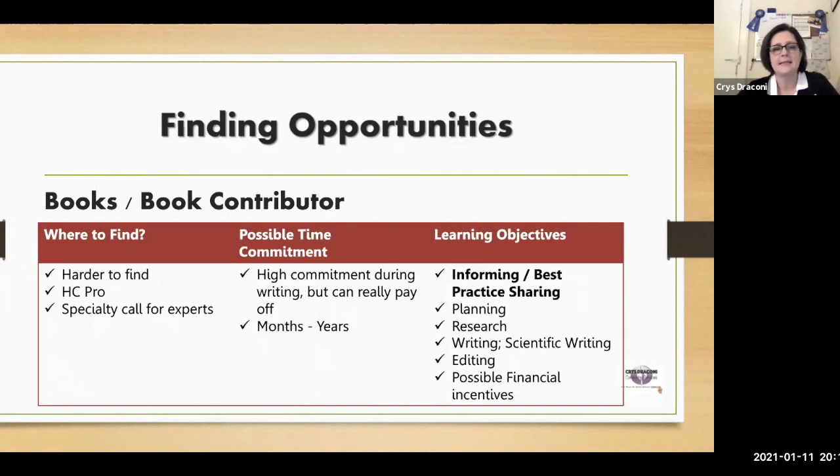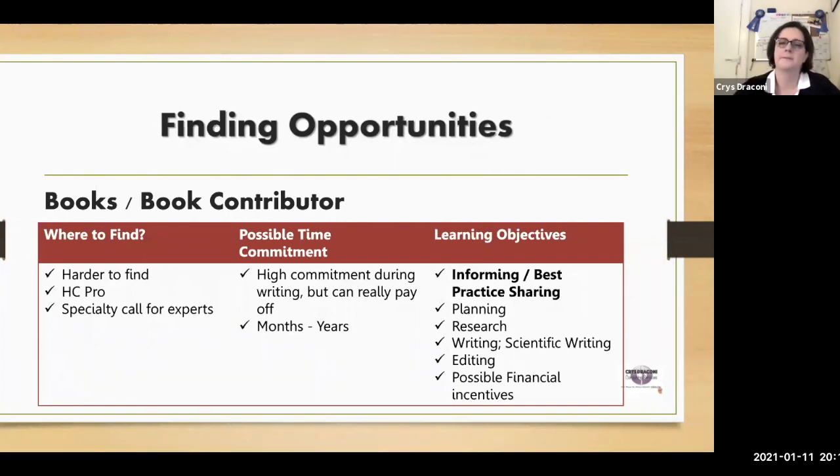But yeah, I can tell you, the book contributor thing, there's many ways you can contribute to a book. But if you get involved, like I said, with HC Pro and writing for their newsletter, that can lead you into getting either a book deal, or they will sometimes take those articles and put them into other books, with your permission, of course. That's happened to me.